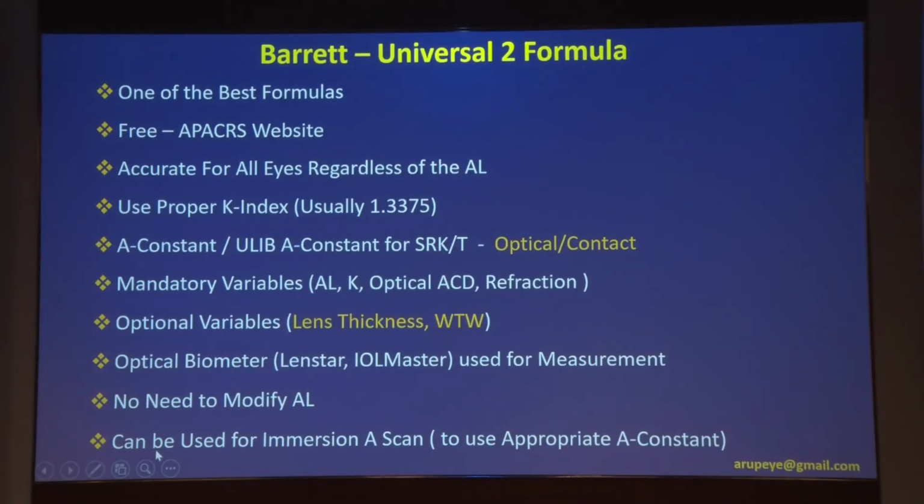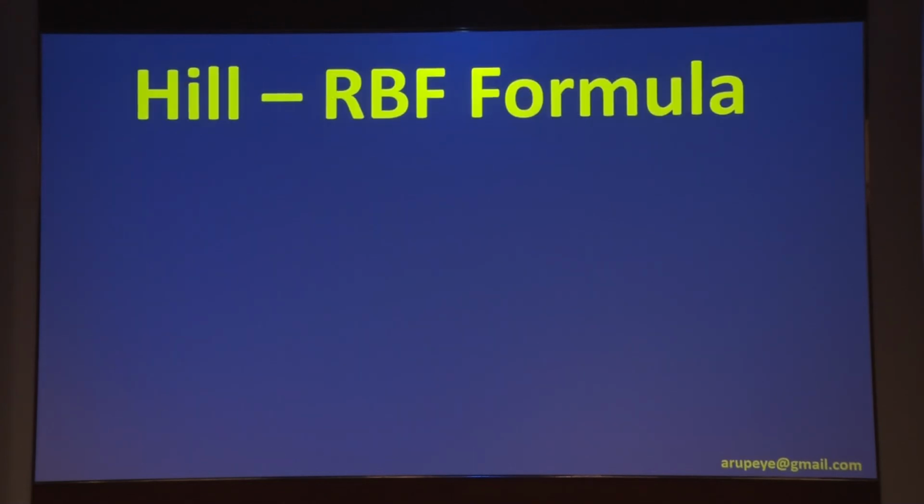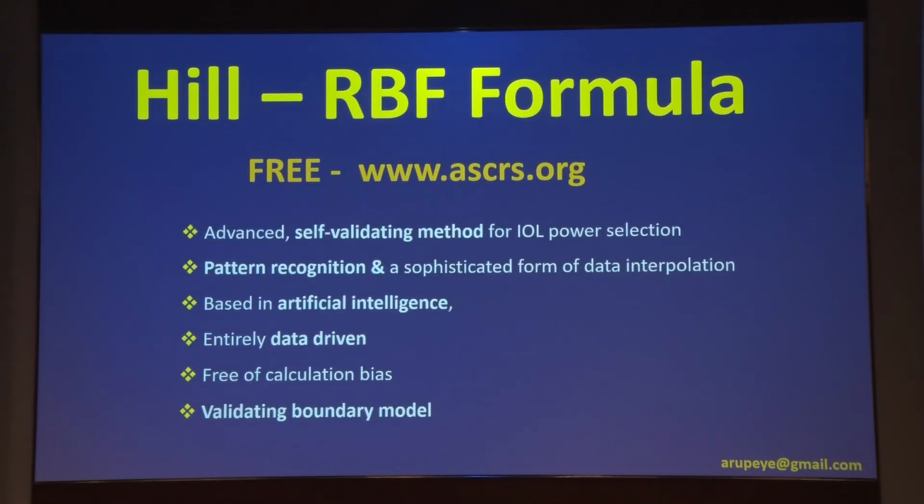And this can also be used for immersion A-scan, but the only thing is when you're using an immersion A-scan biometric value, please ensure that you use an appropriate A constant. Any intraocular lens will have two constants. One is for optical biometry, the other is for ultrasonic biometry. So you have to be very careful about selection of the IOL lens constant.